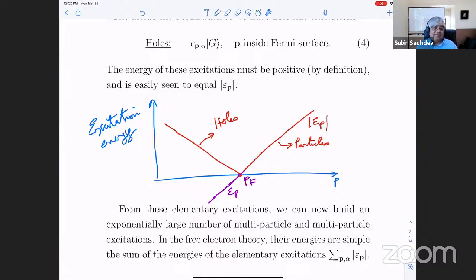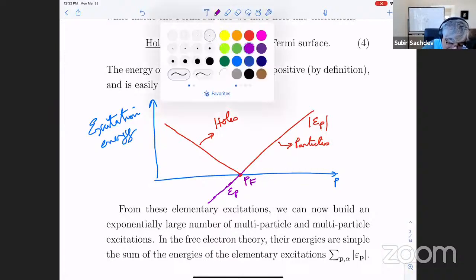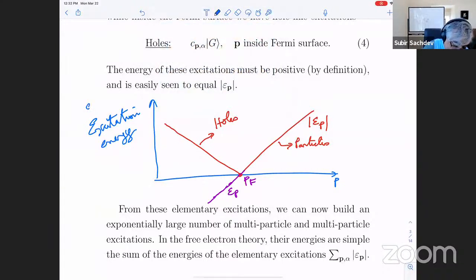So these excitations are what you call the elementary excitations, because from these excitations you can build all the other excitations. There are many types of excitations, but it's useful to think about some of them as made up of simpler excitations. So you compose the elementary excitations to create other excitations. And that's basically the definition of a quasi-particle: an excitation which can be composed to get other excitations.